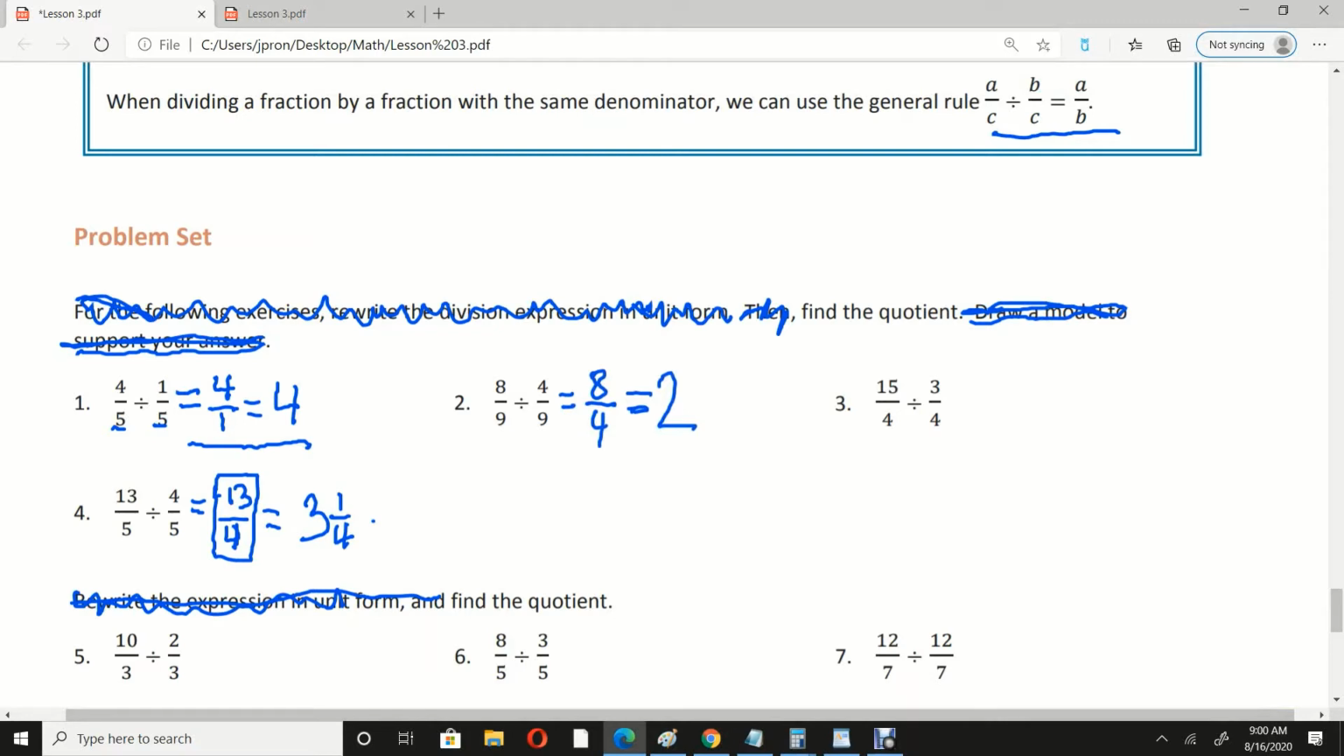Right, so, but either one of those is technically a correct answer. But I do want you to simplify it if possible, right? So 13 over 4, you don't need to simplify it. 13 over 4 is fine because it doesn't go in perfectly. You're good. Great. Okay, so down here it would be the same thing.